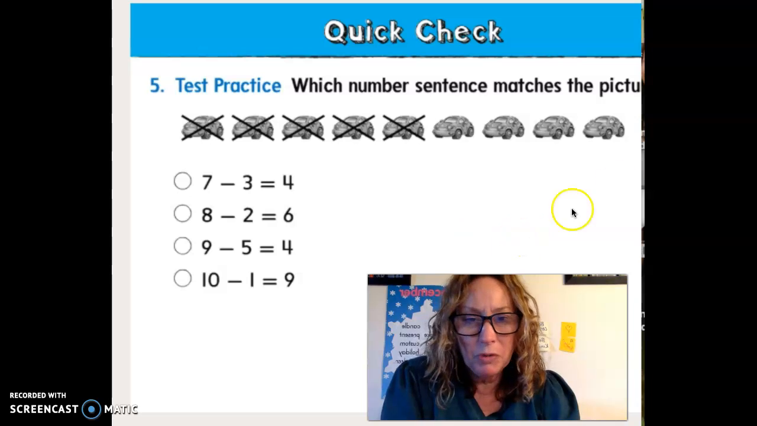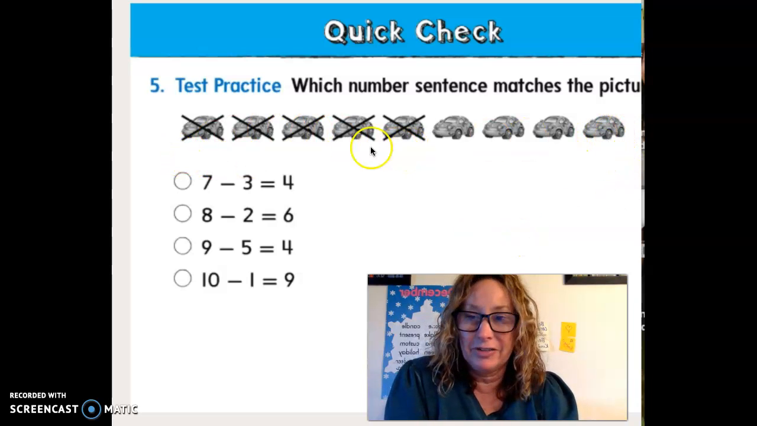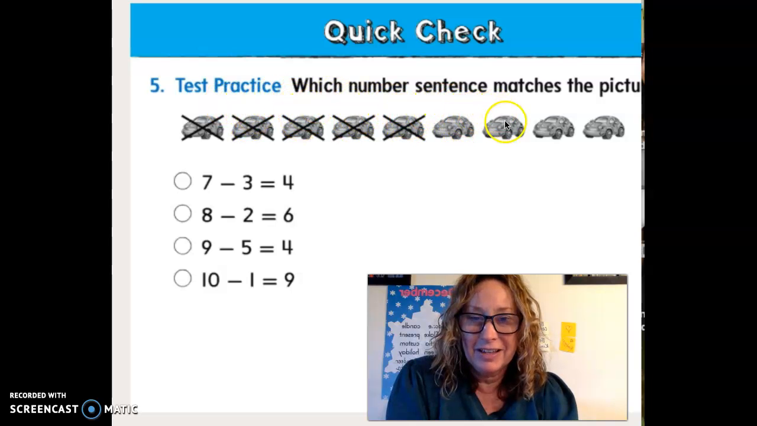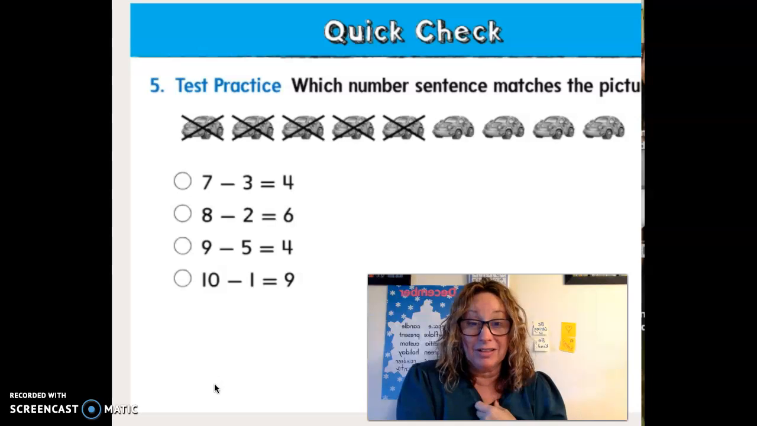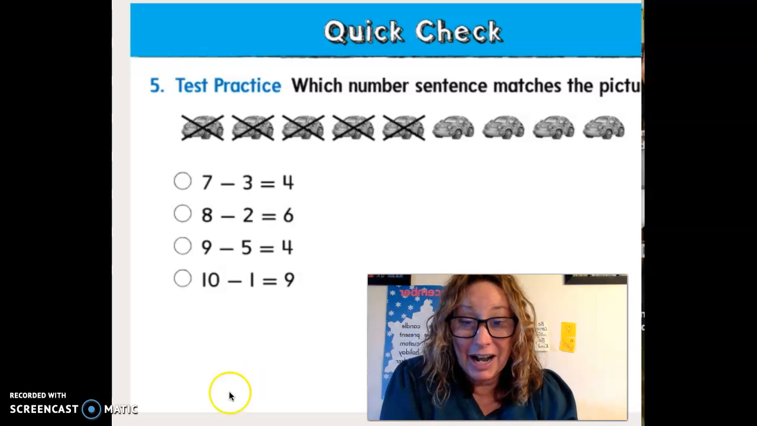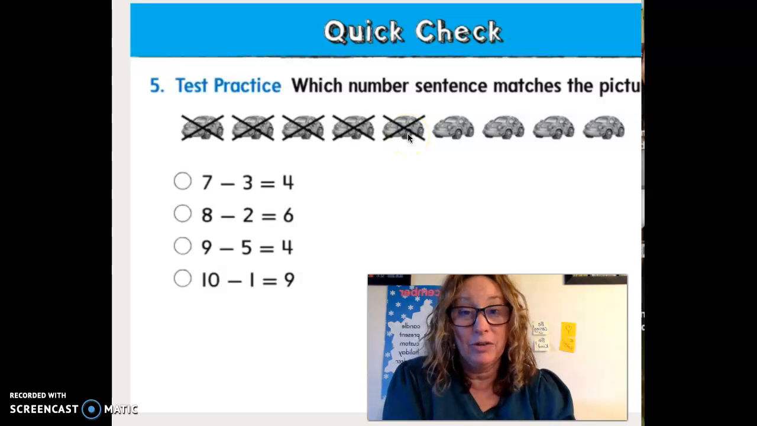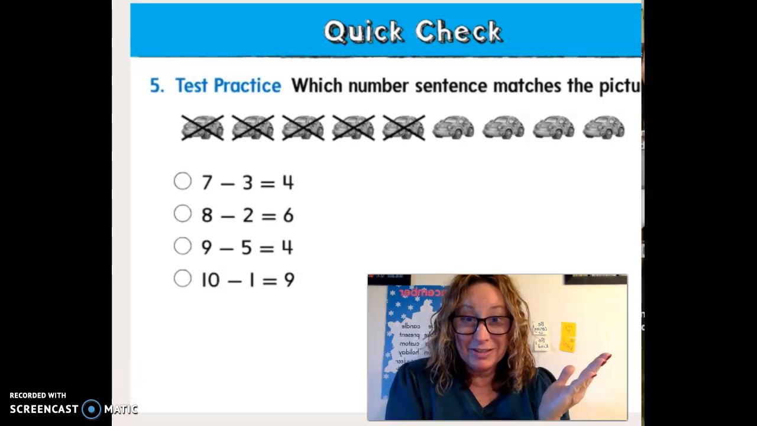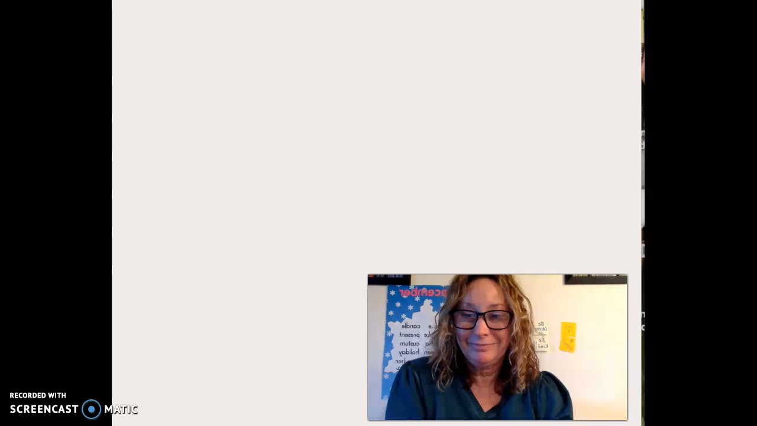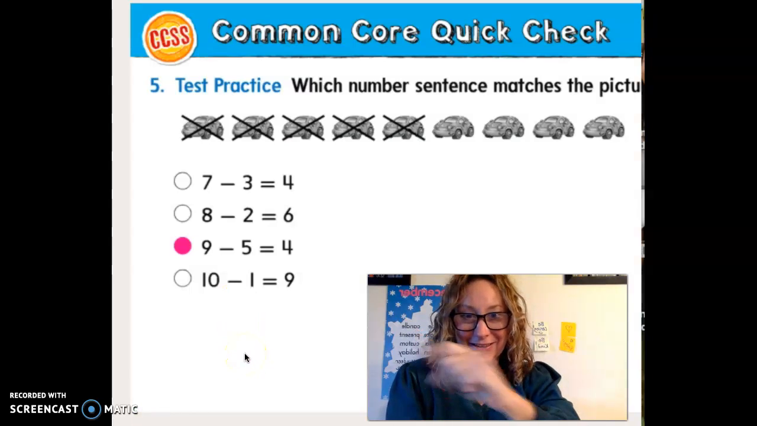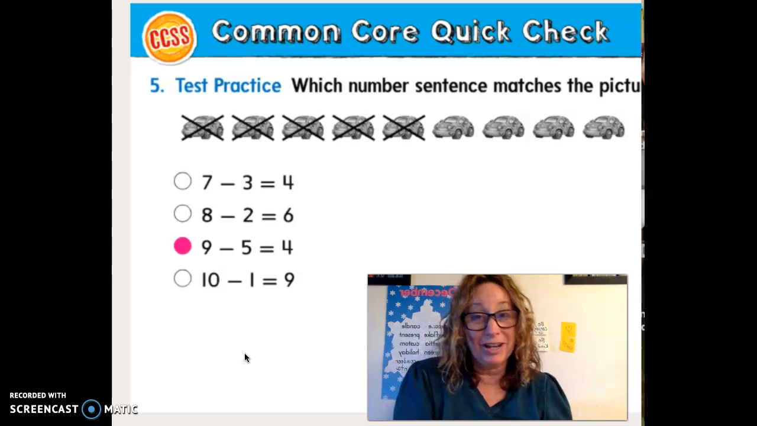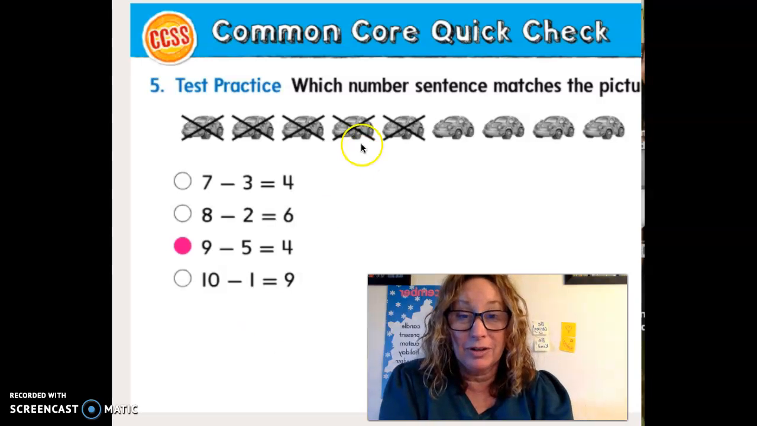Let's see. If I take a look at this, I see some toy cars. I see 1, 2, 3, 4, 5, 6, 7, 8, 9. So I see there's 9 in all. So it must start with a 9. And how many do they have crossed out? How many are they taking away? 1, 2, 3, 4, 5. So what number sentence would it be? Yes, thumbs up if you got that. Yes, that's showing 9 minus 5 equals 4. So these 4 are left.